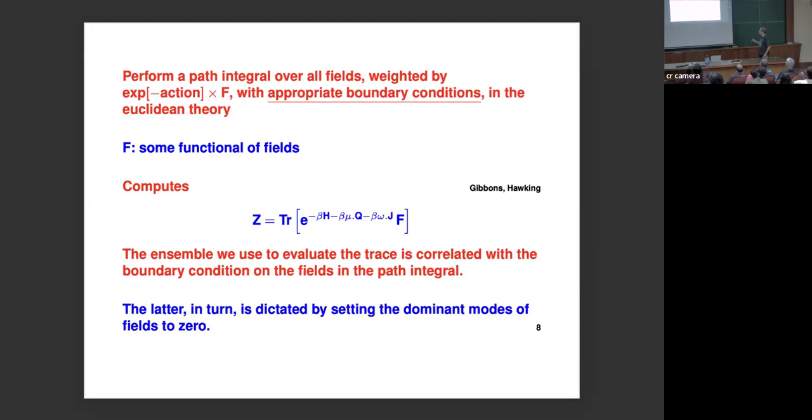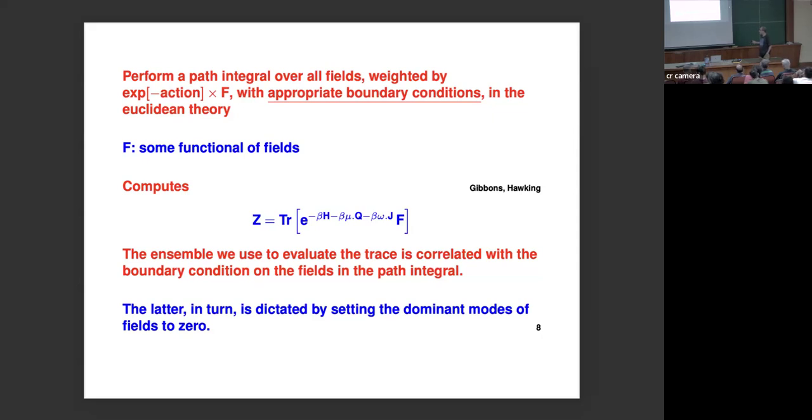And what it computes, and this is a statistical interpretation, is a partition function of this kind: trace of e to the minus beta h minus beta mu dot q minus beta omega dot j times the same functional f that you have here. And the important point here is the ensemble in which you carry out the trace. As we will see, the ensemble that we use to evaluate the trace is correlated with what boundary condition you put on the fields in the path integral.